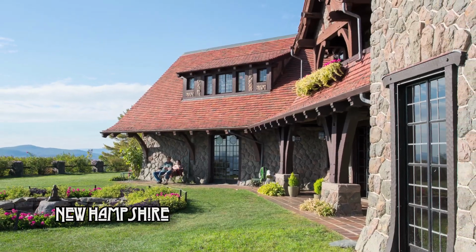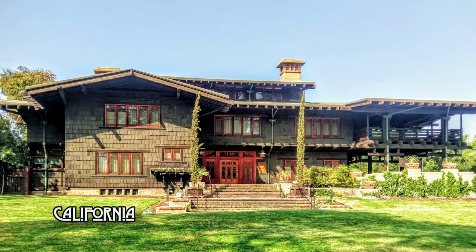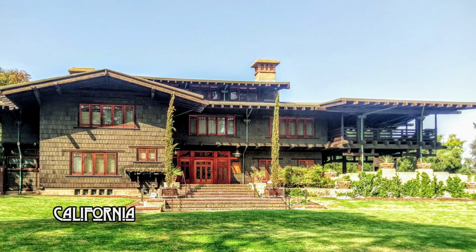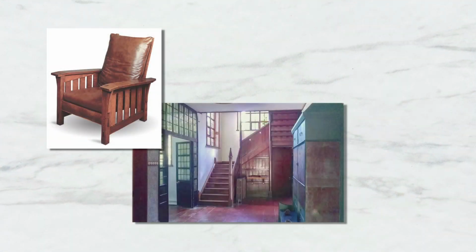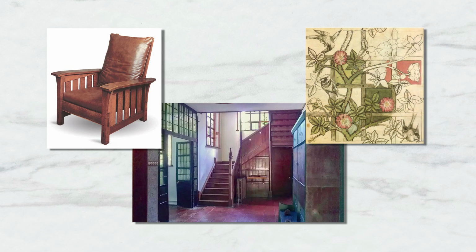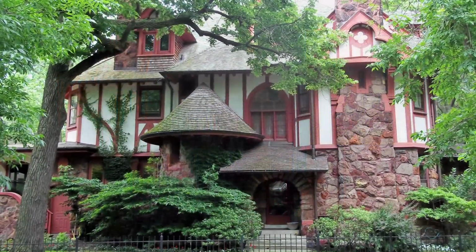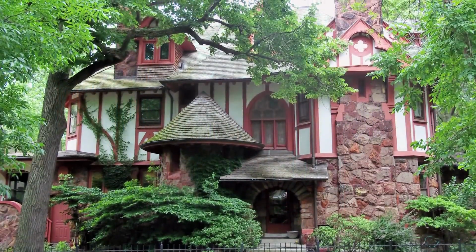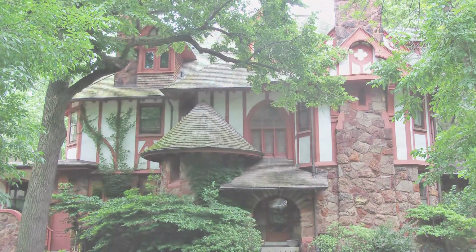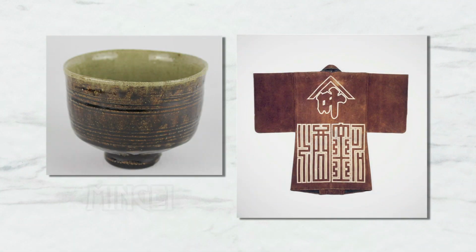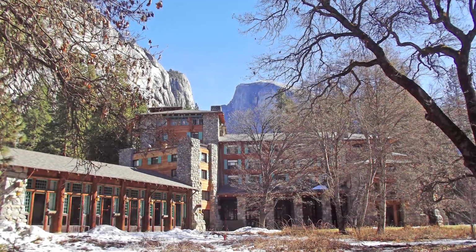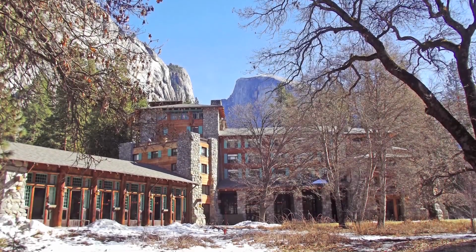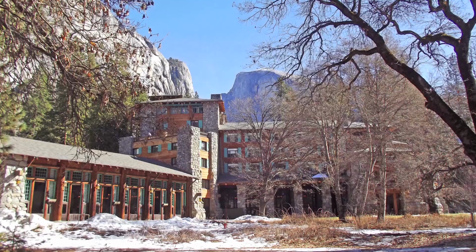The movement quickly spread across America, where some bucked the handmade idea for machine working while maintaining the simplicity of the work. From furniture to homes to wallpaper, the organic approach captivated designers and architects from around the world. In Japan, the movement was known as Mingei and followed a similar trajectory. A shining example of the arts and crafts movement is the Ahwahnee Hotel in Yosemite National Park.